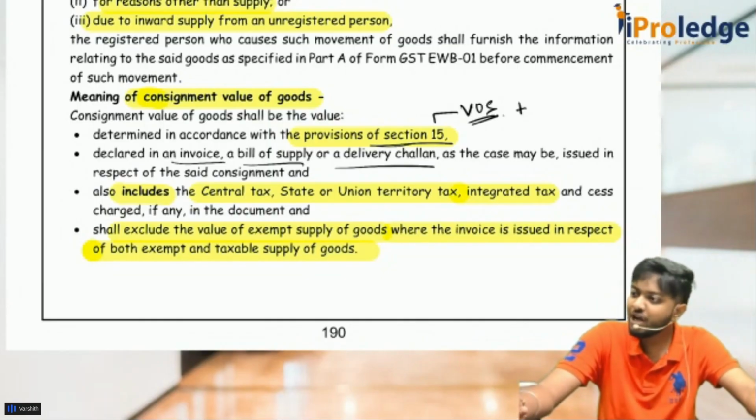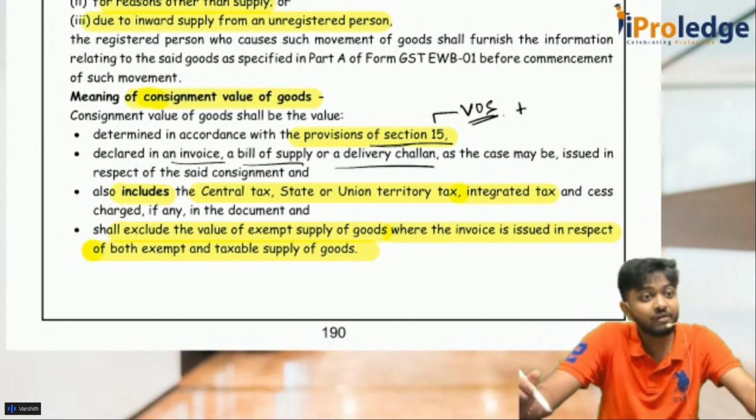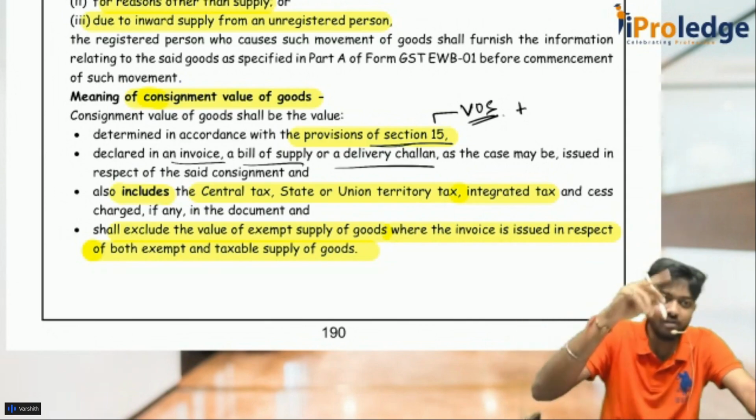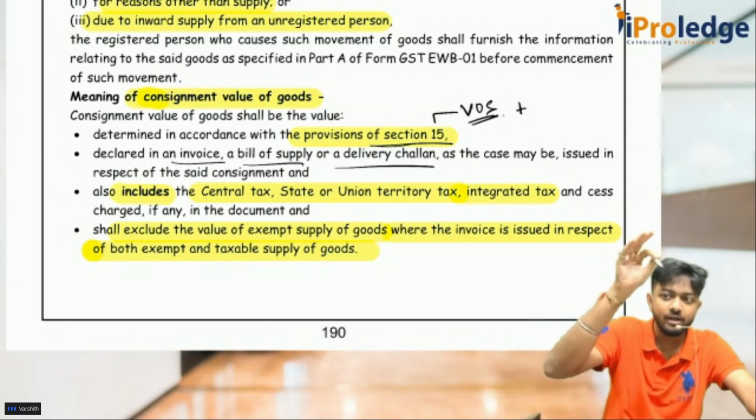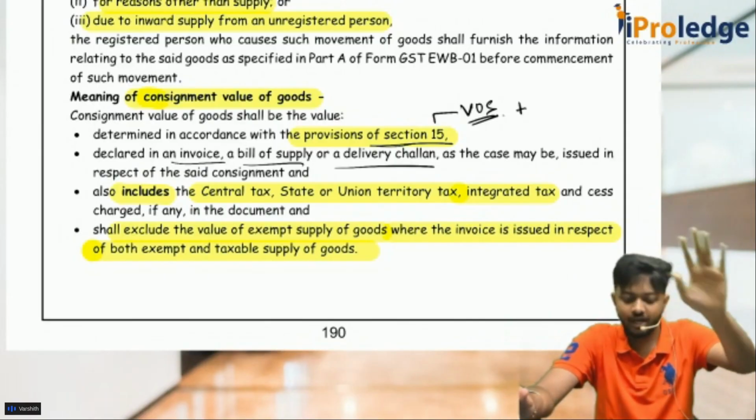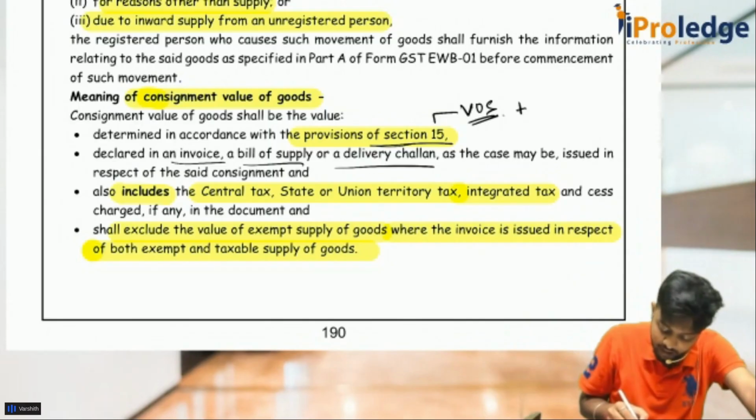Now say suppose the value of supply is 48,000, including GST it becomes say 51,000. Is e-way bill applicable? Yes, including GST you have to consider the value, not only the value of supply like other places. Very important. And it will exclude what? Exempt supply. Okay, shall exclude the value of exempt supply of goods.